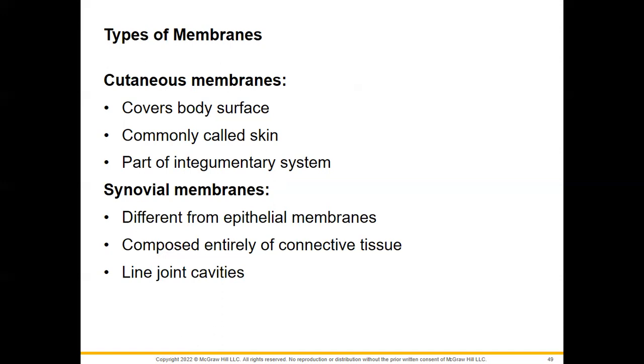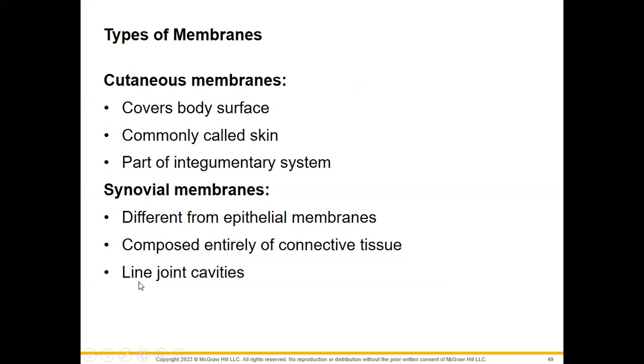Now, we also have synovial membranes. So synovial membranes are going to be a different type of membrane. It's going to be different from your epithelial membranes. All the rest of those membranes had an epithelial component along with a connective tissue component. Synovial membranes are going to be comprised mostly of connective tissue as opposed to epithelium and connective tissue. This is going to be the membrane that lines your joints.